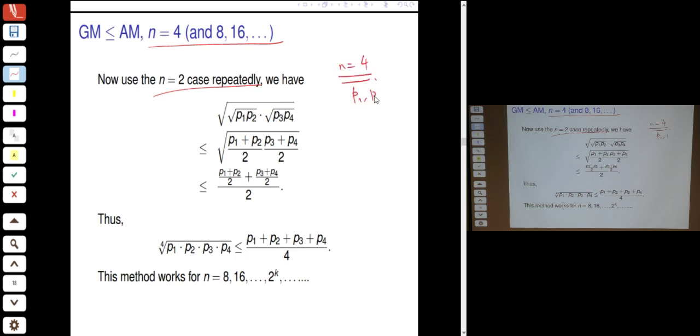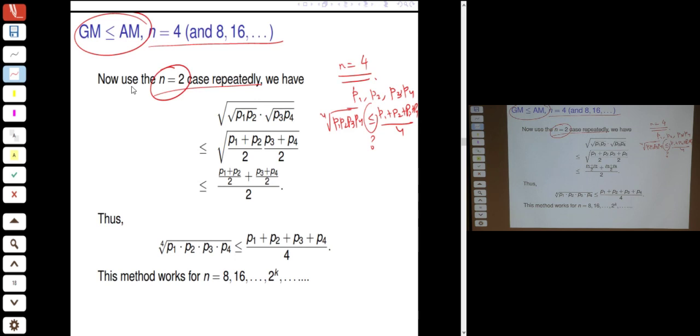So, for n equal to 4, for example, you have 4 numbers P1, P2, P3, P4. Your goal is to show that the 4th root of P1 P2 P3 P4 is less than or equal to (P1 plus P2 plus P3 plus P4) by 4. So, you want to show this. So, you know the GM less than or equal to AM inequality for n equal to 2.